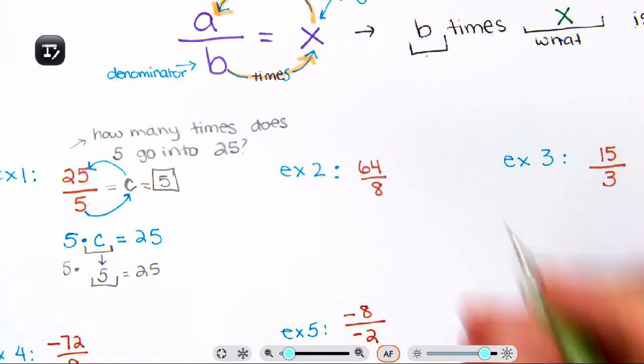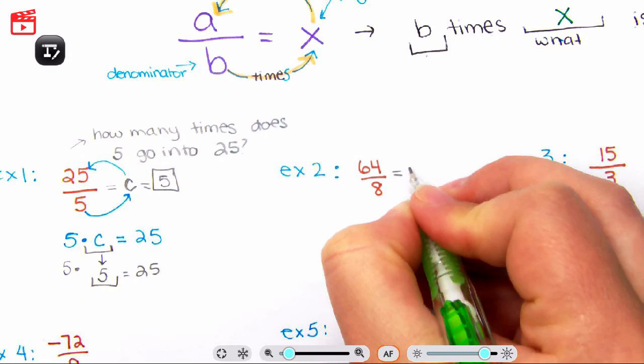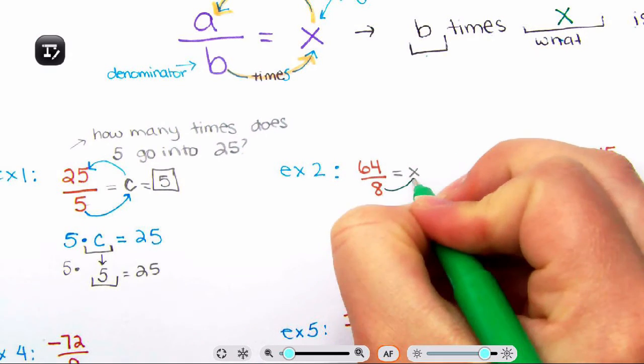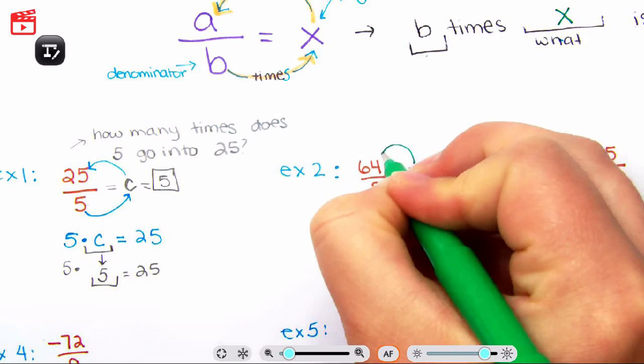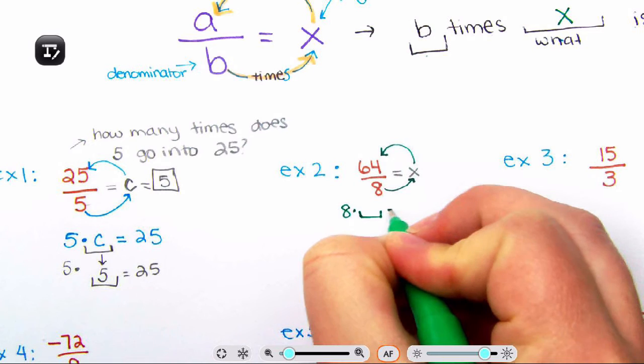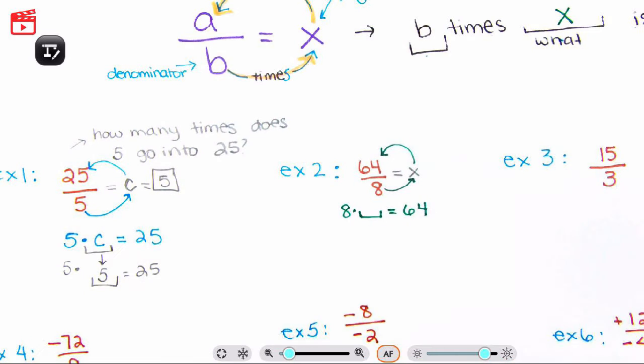Let's try that again. Give me a variable. Let's try X this time. Go counterclockwise, go opposite. 8 times X is 64. 8 times what is 64?